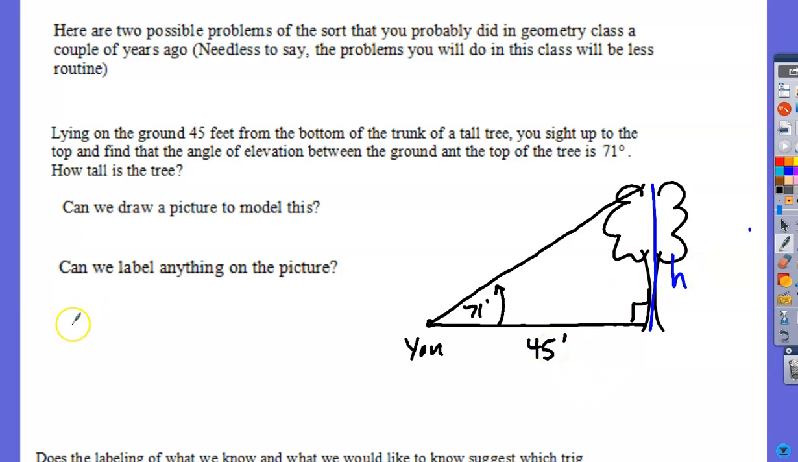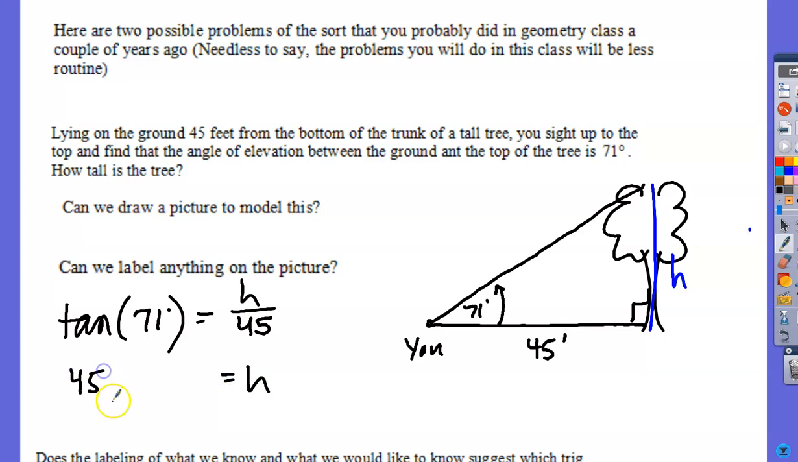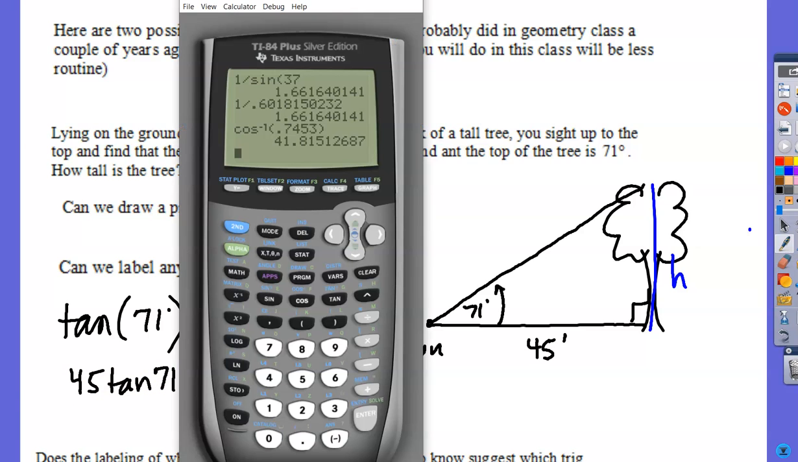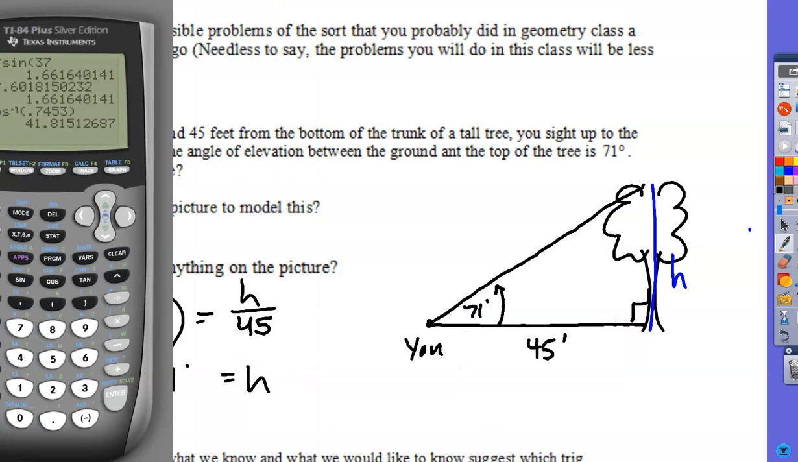And opposite and adjacent is which trig function? TOA, which is tan. So tan of my angle, make sure you're putting that degree symbol, is opposite H over adjacent 45. So all I have to do to solve this is multiply both sides by 45. So let's take a look and see what we get. I've still got my handy calculator out.